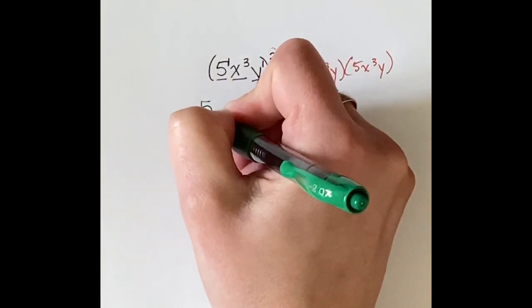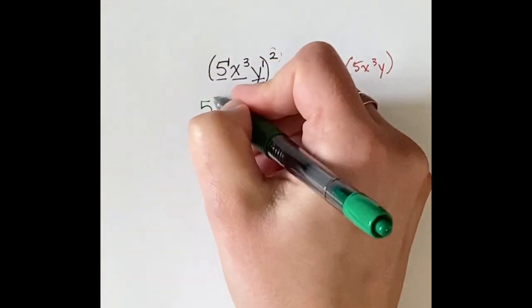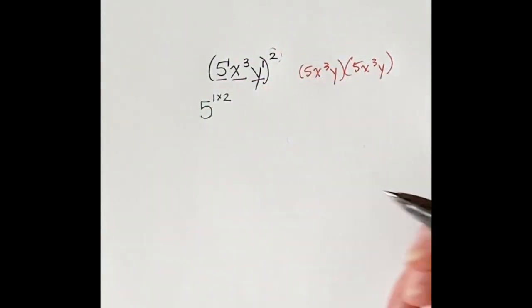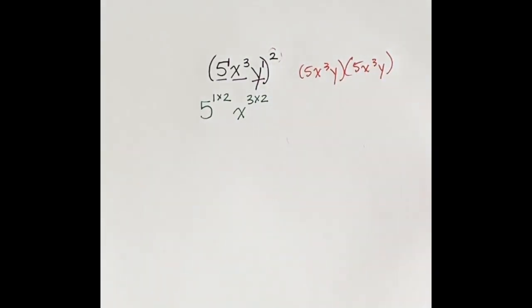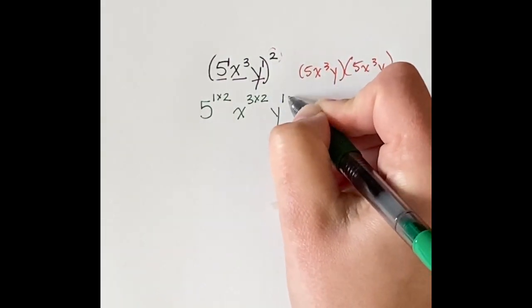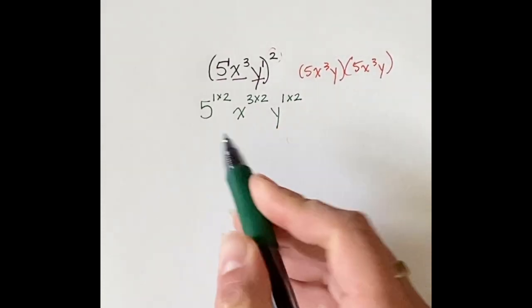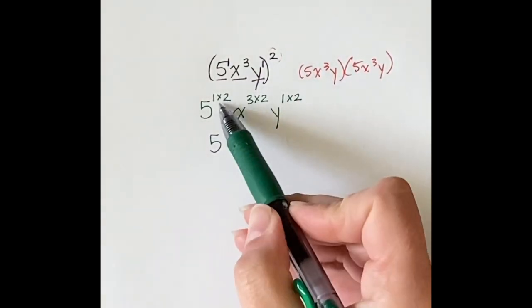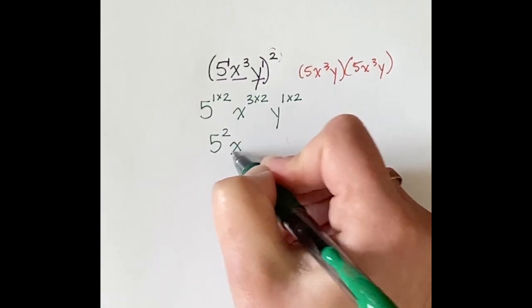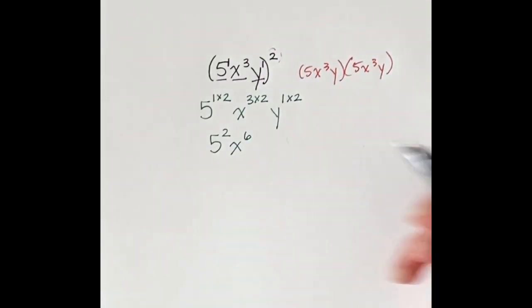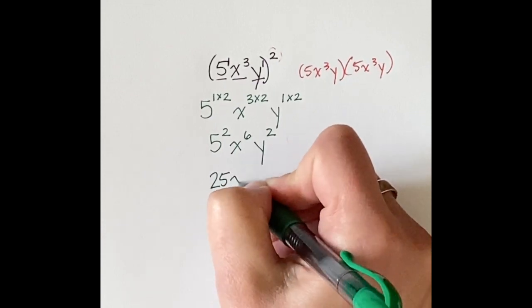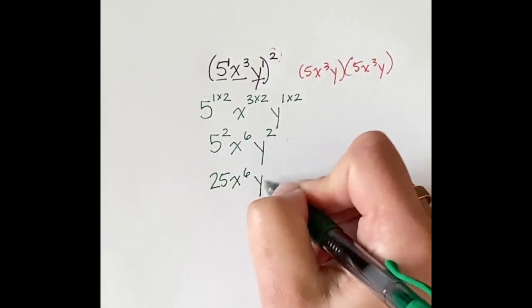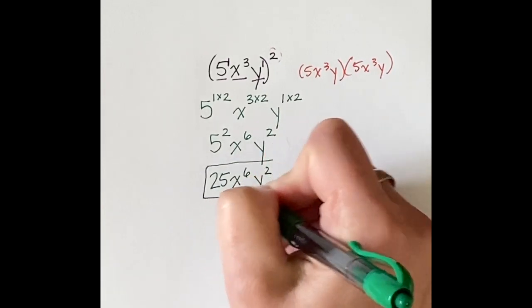So this would be the base of 5 with the new exponent of 1 times 2, the base of x with a new exponent of 3 times 2, and the base of y with a new exponent of 1 times 2. So we've got 5 to the 2nd power, x to the 6th power, and y to the 2nd power. We know 5 squared, 5 times 5, is 25. So final answer is 25, x to the 6th power, y squared.